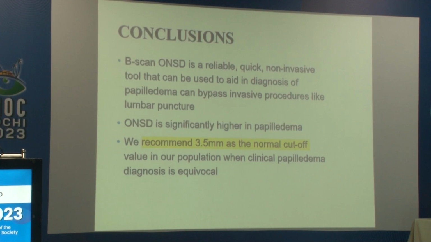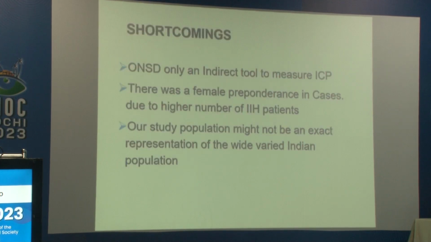The other conclusions include that B-scan ONSD is a reliable, quick, non-invasive tool which can be used to aid in diagnosis of papilledema and can bypass invasive procedures like lumbar puncture, and ONSD is significantly higher in papilledema. Shortcomings of my study were that ONSD is an indirect tool to measure intracranial pressure, and there was female preponderance in my study due to a higher number of IIH patients. Our study population might not be an exact representation of the wide varied Indian population.